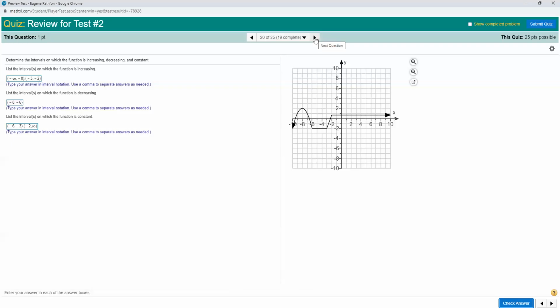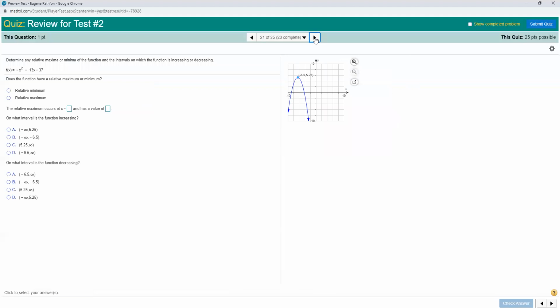So we want 21. All right, 21 has been taken off. I'm still going to do it, but it's still been taken off. So does the function have a maximum or minimum? It's got a maximum, so you would click maximum.